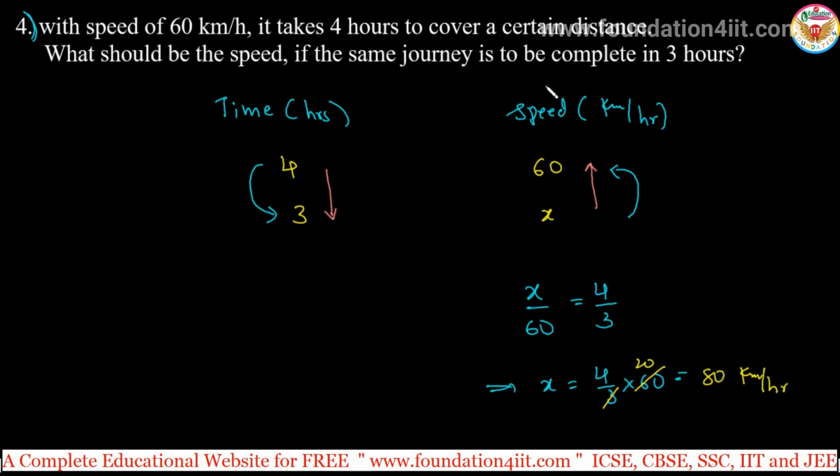If you want to cover the same distance within 3 hours, we have to increase the speed by 20. That means previously 60 kilometers per hour, now we have to go at 80 kilometers per hour. So a simple thing: for getting more, we are supposed to multiply; to get less, we should divide. Okay, remember these things about direct and inverse. This is about the inverse method.